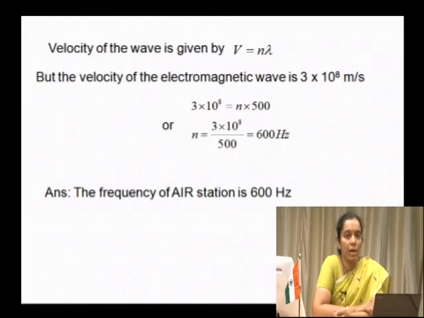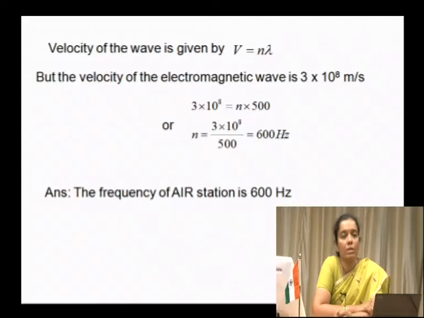So, again using the formula V is equal to N lambda, we are asked to calculate the frequency. We are asked to express the capacity of the station in terms of frequency. So, frequency is calculated as V by lambda. V is 3 into 10 to the power of 8 meters per second, wavelength lambda is 500 meters.